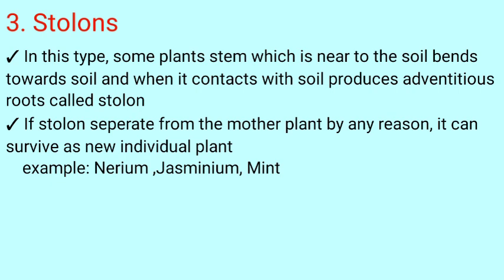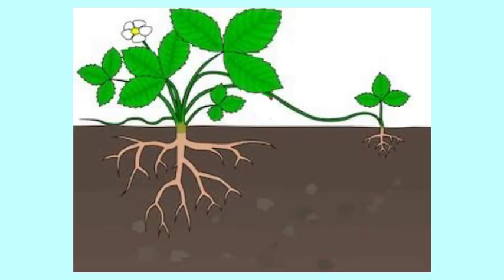Here you have to know a stolon is the lateral branch of a plant which is near the soil, and when it bends and contacts the soil, it produces adventitious roots. Let's see the diagrammatic representation of a stolon. See here, the lateral branch of the plant which is near the soil bends and contacts the soil or underground and produces adventitious roots and forms leaves on the upper surface, which is called a stolon, which helps in vegetative reproduction or vegetative propagation.